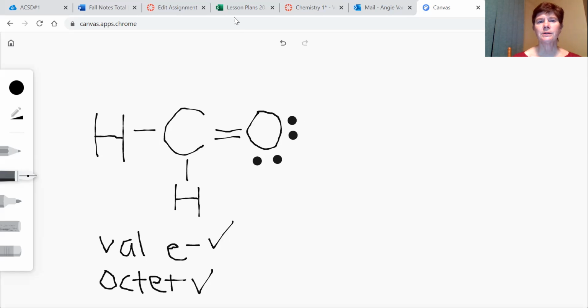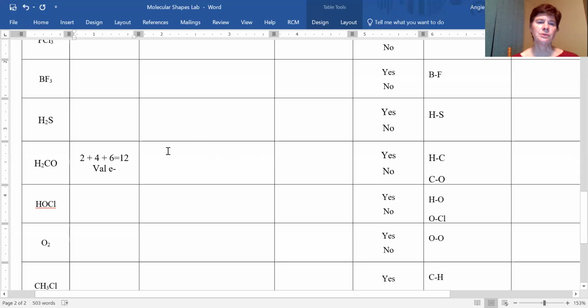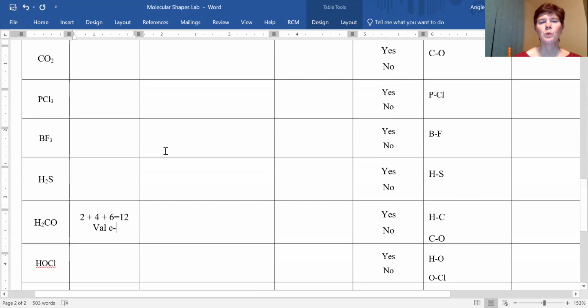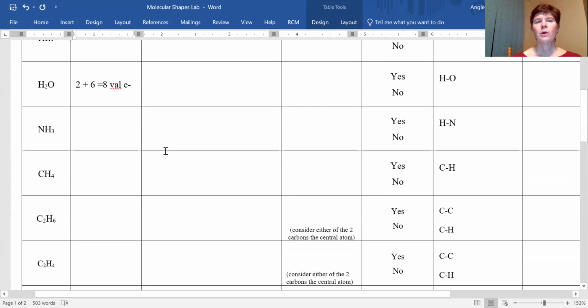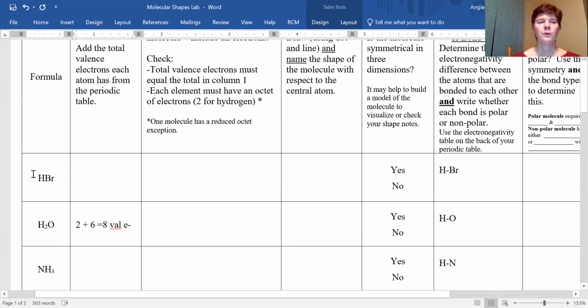Now let's go back to our lab and take a look at that. So that structure that I just drew in Canvas should go here. You can also put the checks there if you like, with a carbon in the center, double bonded to an oxygen, single bonded to a hydrogen, and single bonded to another hydrogen. Your task now is to complete columns 1 and 2 only for all of the different formulas and compounds that we have here. These are all molecules, remembering that there is a reduced octet in one of those.